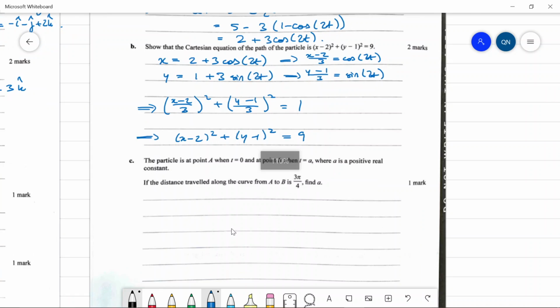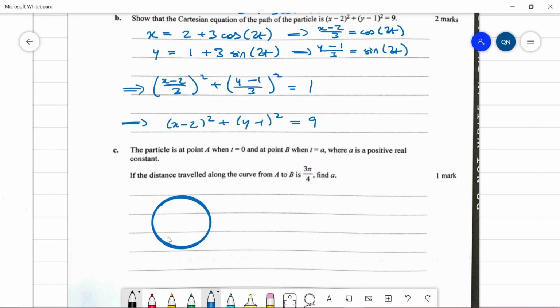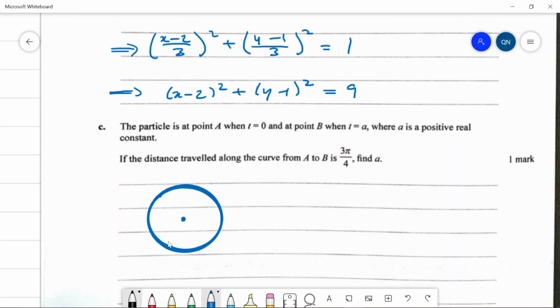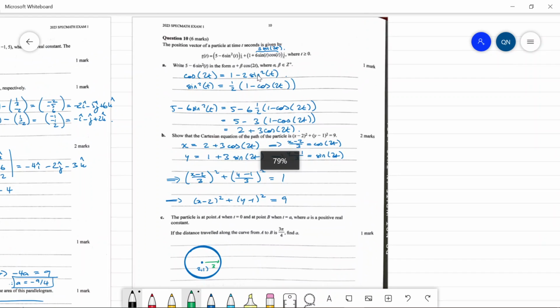we can do it this way. So we know that the radius of the circle is 3. Where's the circle centered? It's centered at 2, 1. So this is the point 2, 1. The radius of the circle is going to be 3. Now, where is this particle starting? It's starting at, yeah.